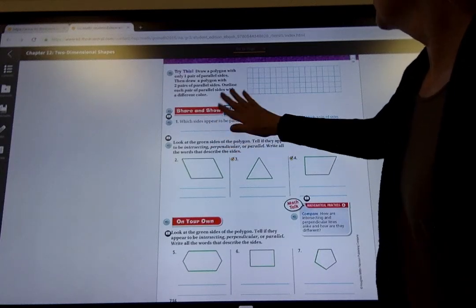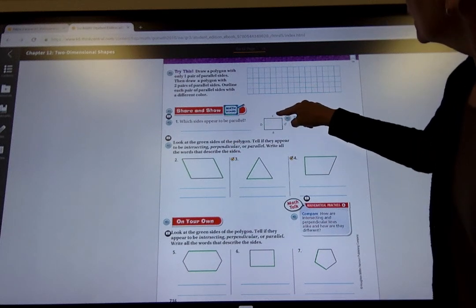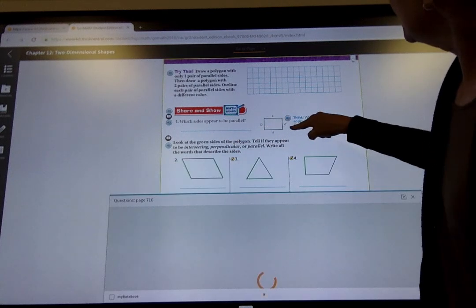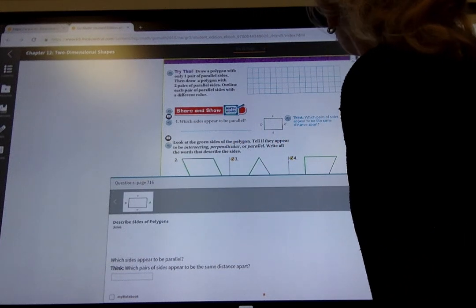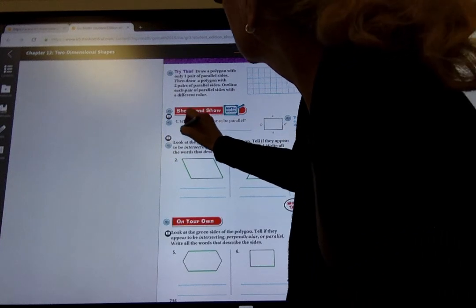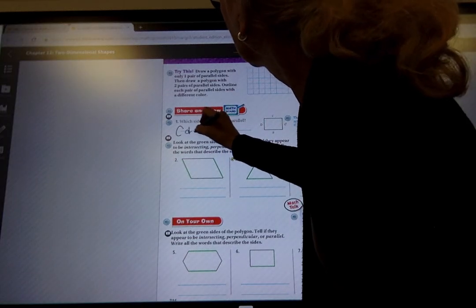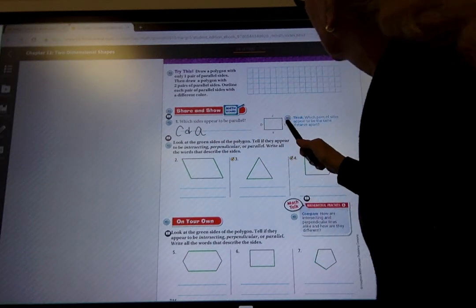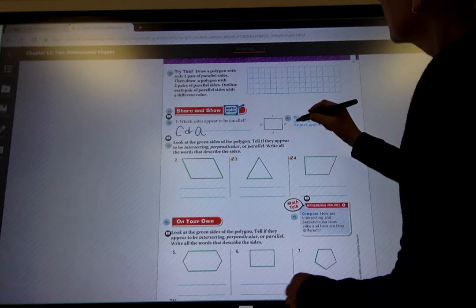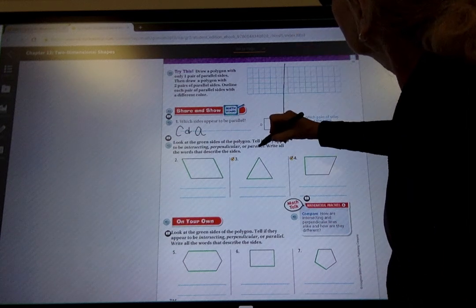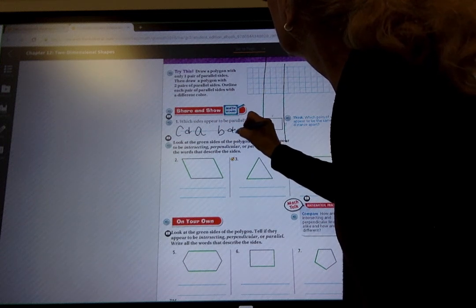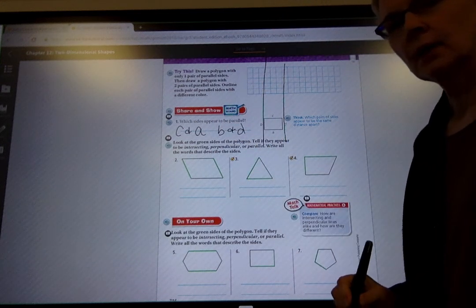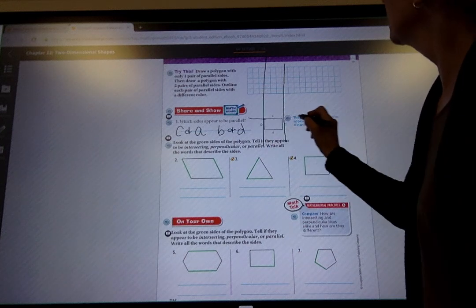Which sides appear to be parallel? C and A are parallel. How about B and D? Are they parallel to each other? Could they keep going forever and ever and never meet? B and D are parallel to each other. So we have two pairs of parallel lines.